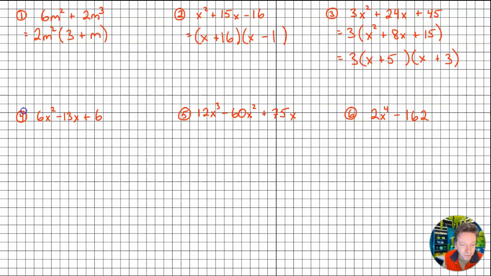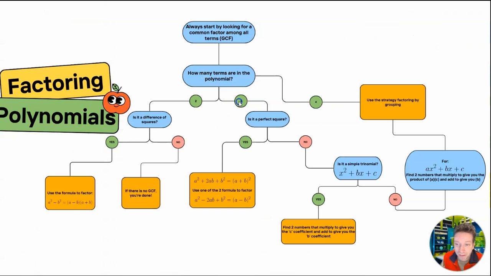All right, let's move on to number 4. Common factor. This time I don't see one. All right. How many terms in a polynomial? We have 3. Is it a perfect square? No, 6 is not a perfect square. All right, is it a simple trinomial? No, because it's got a 6 in front, not a 1.